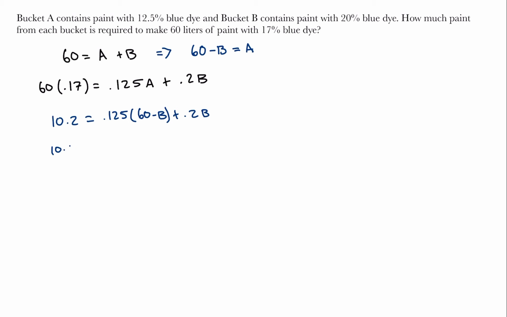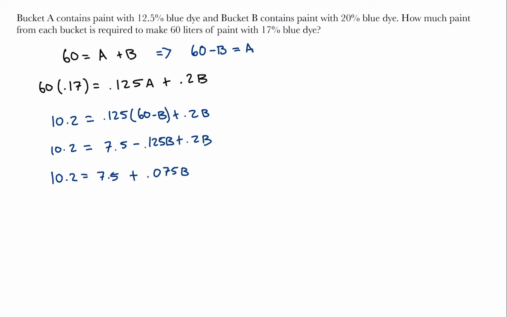So I've got 10.2 is equal to 7.5 minus 1.25 times B, that is 0.125B. Then we still have this plus 0.2B. Okay, now I can combine like terms here. So I still have 10.2 equals 7.5, minus, or excuse me, plus 0.075B, those two added together.